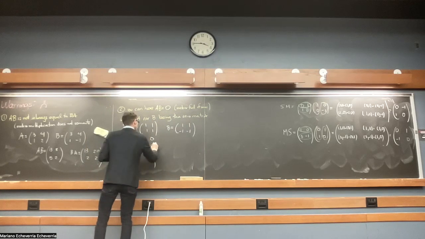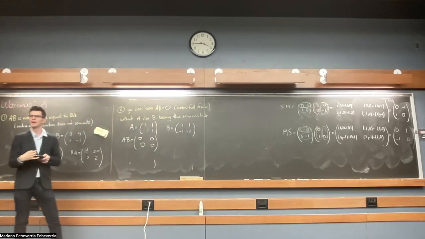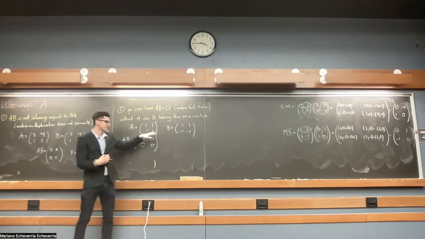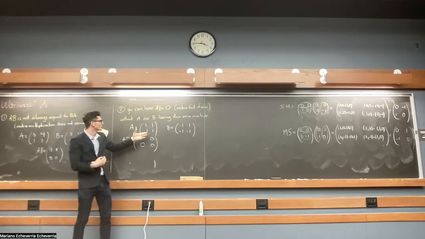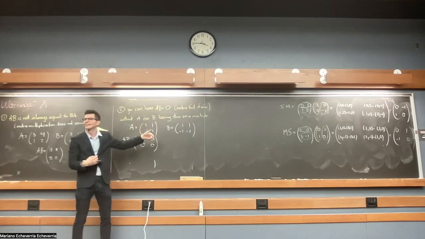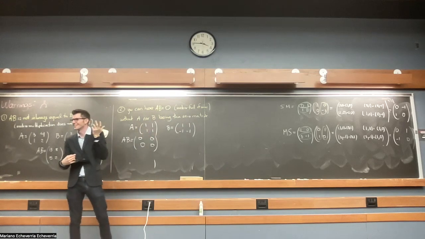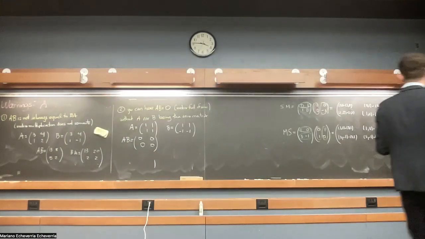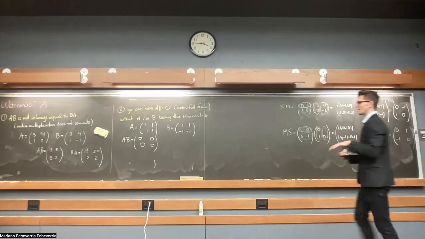0, 0, 0, 0. Okay. And notice that here, neither of these matrices is 0, 0, 0, 0, right? But it's even worse. Neither of them has a single zero as an entry, right? All their entries are non-zero. And still, when you multiply them, you get something whose entries are all zero.